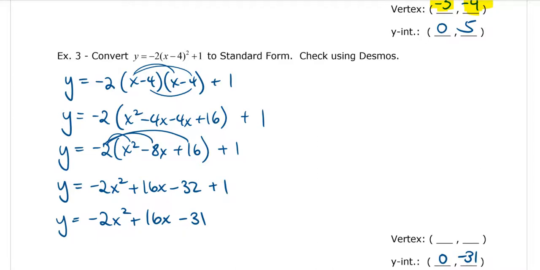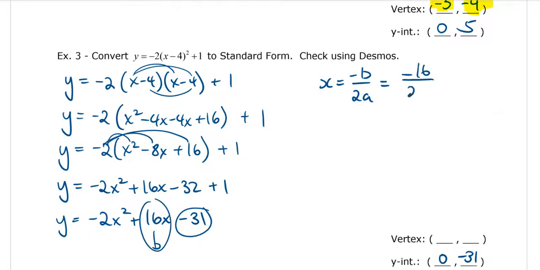Okay. What about the vertex? So the vertex, even without going and looking at h and k, you might remember how to find the x-coordinate of the vertex just from standard form. The x-coordinate of the vertex is just negative b over 2a. So if I calculate negative b over 2a, okay, so negative b is negative 16. This is my b value here. So negative 16 divided by 2 times a, which is negative 2.